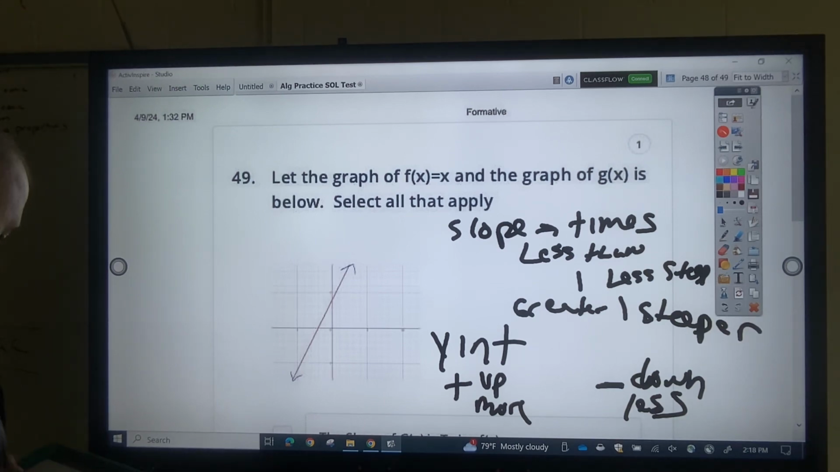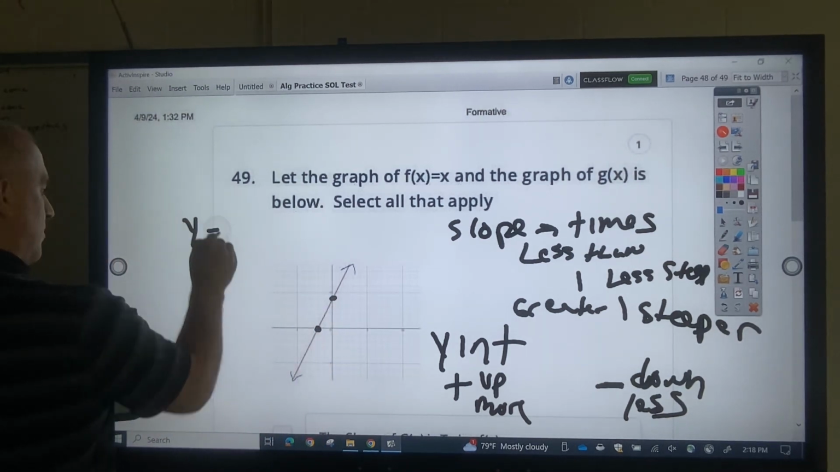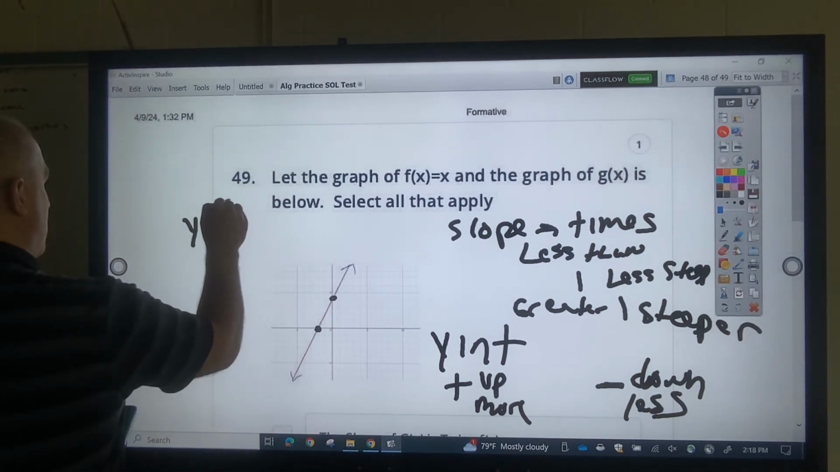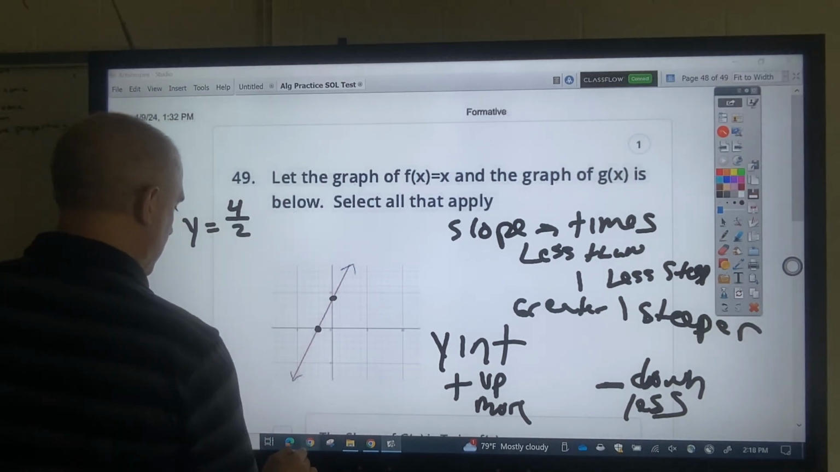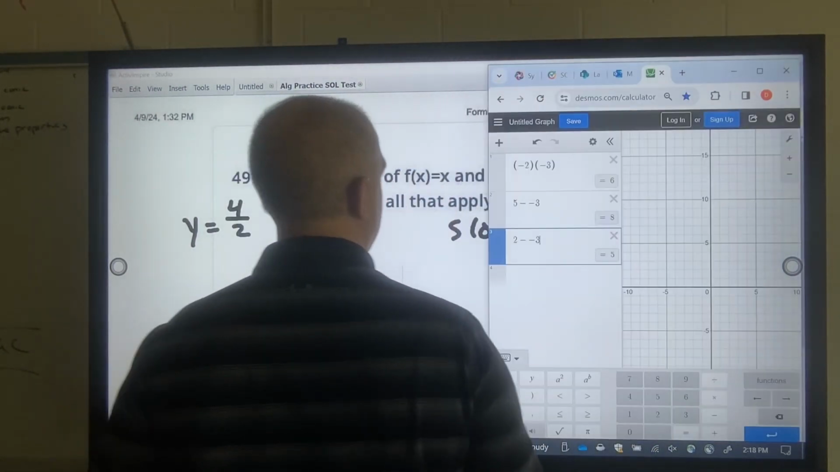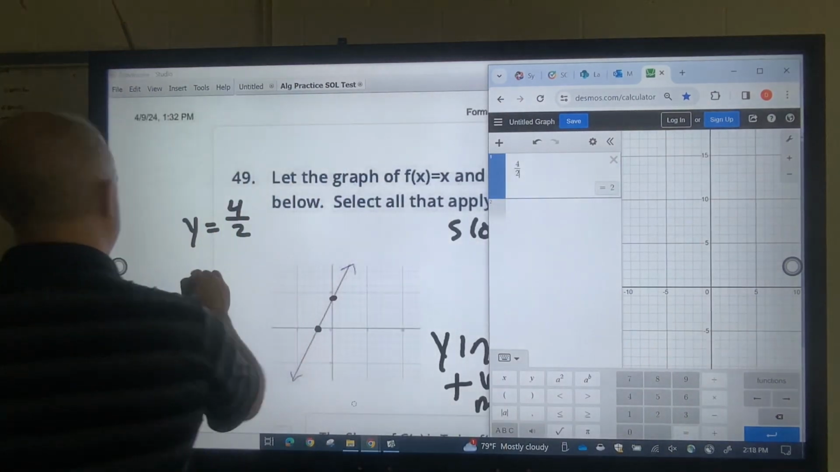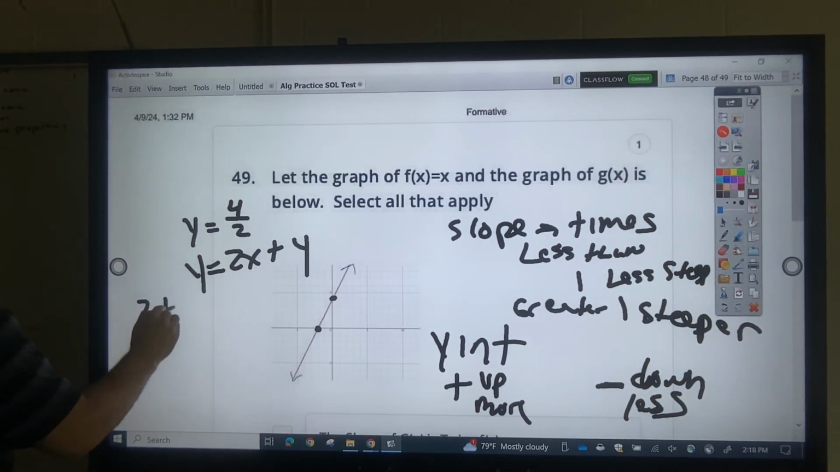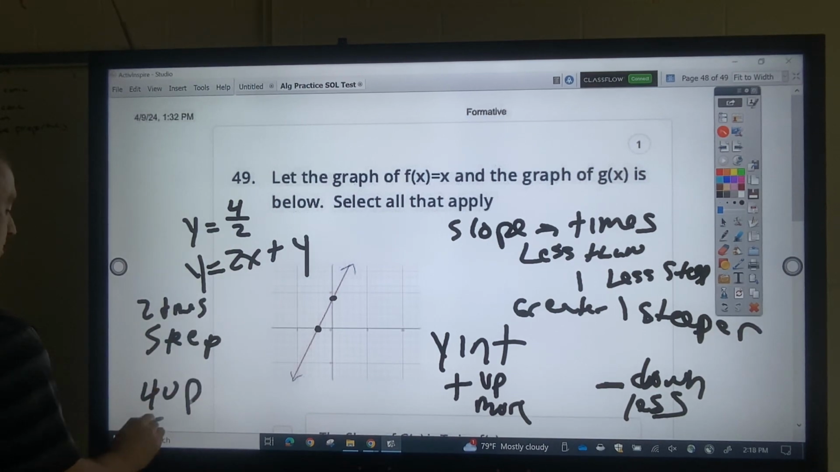practice test. Okay? But what you would do, all right, I got y equals, count your spaces, that's going to be 4 spaces up and 2 spaces to the right. So when I do, 4 divided by 2 would be 2, so y equals 2x. That crosses at 4. So what I got is 2 times or steeper. Because that's positive, that's going to be 4 up or 4 more.